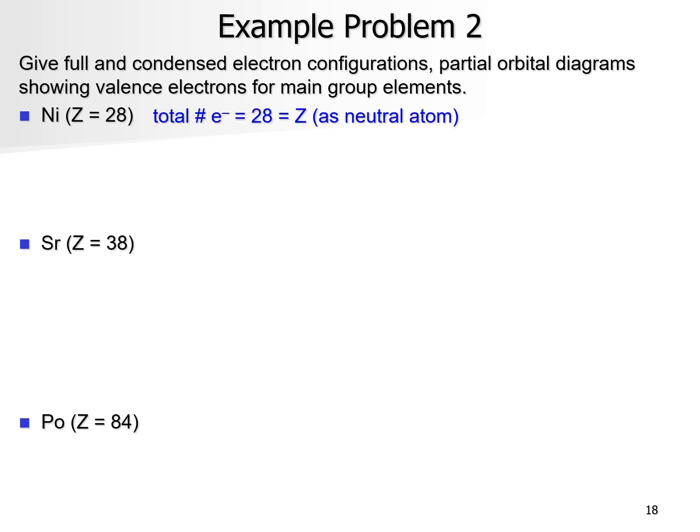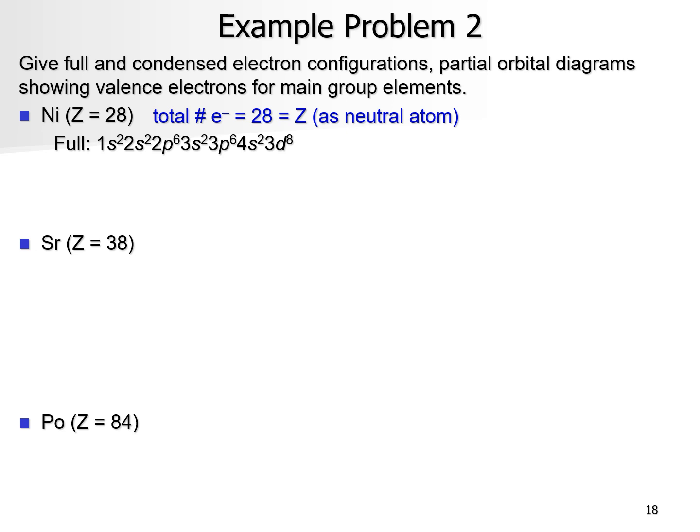Now, it's time for us to have some exercise. Here we are about to give a full and condensed electron configuration, as well as a partial orbital diagram showing the valence electrons for main group elements. We have 3 atoms or elements to write about. And I believe that we have done nickel in our first problem.